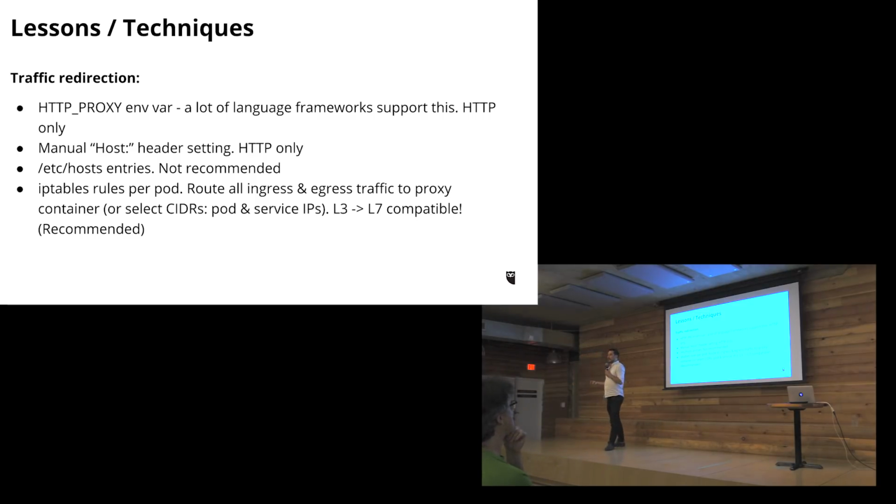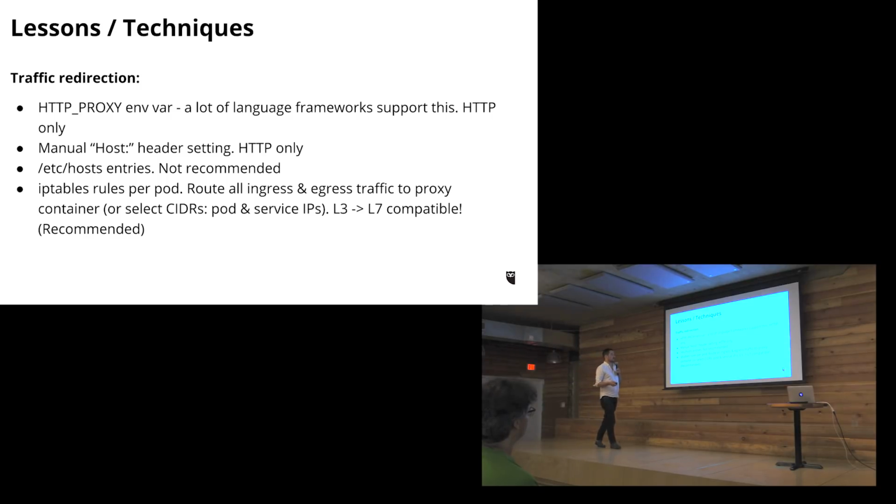And if you are running a proxy, how do you redirect the traffic of your pod, of your service, into that proxy? There are a couple of techniques. You could use the HTTP proxy environment variable, and a lot of languages and frameworks actually respect this. You could say, well, I'm going to do that, but it only works for HTTP. And most of us are probably writing services that are RESTful, so that might work for you. You can manually override the host header when you're sending out a request. You could do some etc/hosts hacks, which is probably a really bad idea.